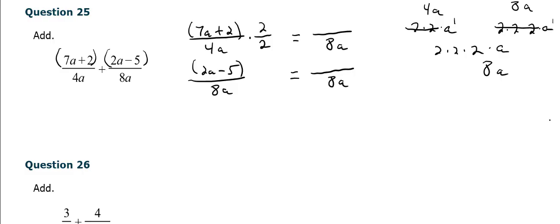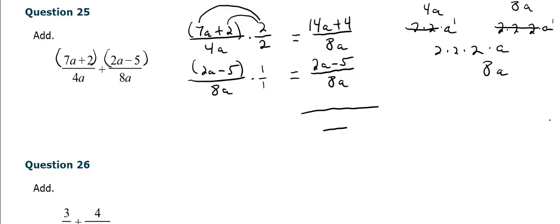So now I need to multiply 2 times the 7a and the 2, so I'm going to distribute the 2 times each one. So 2 times 7a is 14a, and 2 times 2 is 4. Now for the second, since the denominator is already 8a, I really didn't need to make a change. So the 2a minus 5 over 8a remains unchanged.